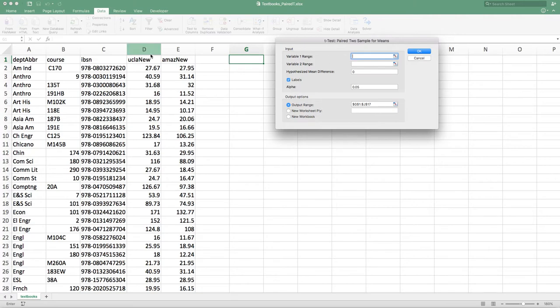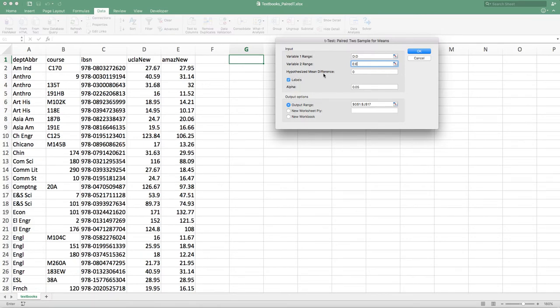Variable 1 range is the collection of prices for UCLA. Now I can shortcut this by saying, hey, that's just everything in column D, so long as I tell it the labels are also there, because there's nothing else in column D. If you don't want to use this shortcut, you can of course highlight. Variable 2 is everything in column E. And again, we have labels.